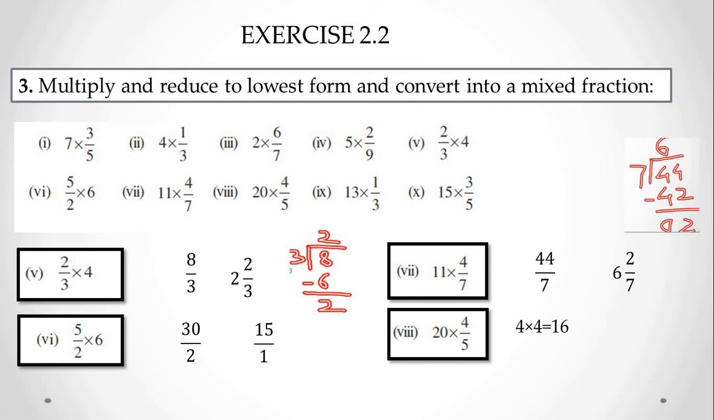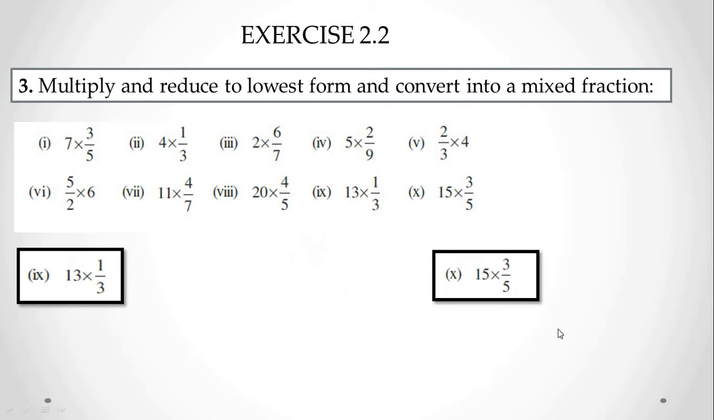Next question, 20 into 4. So it is nothing but 80. What happened? The number 20 can be divided by 5. So 5 into 4 is 20. So here 4 will be there. So finally 4 into 4 is 16.